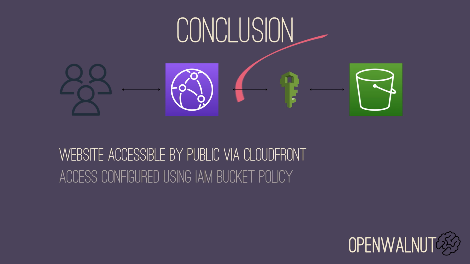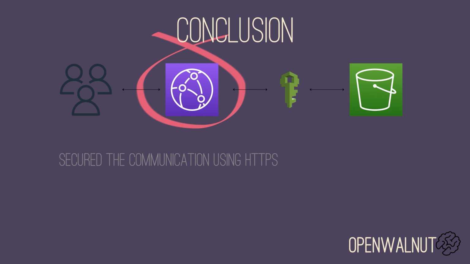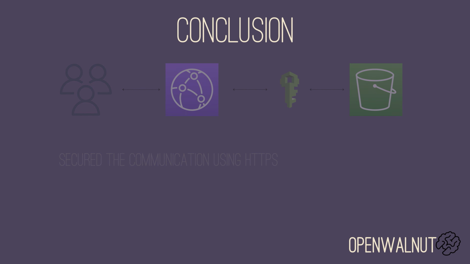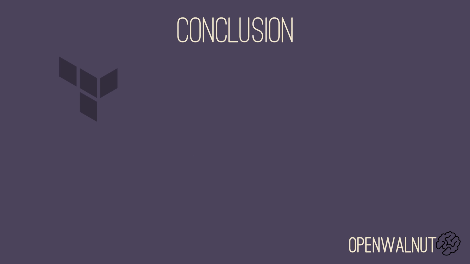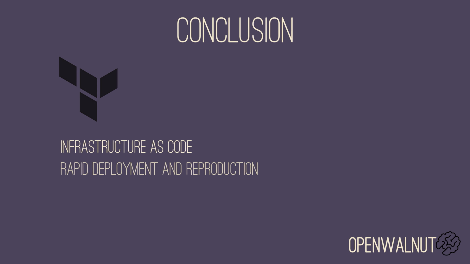We have configured this access using the S3 IAM bucket policy. Furthermore, on Cloudfront, we have secured the communication between the client and the server by specifying that only the HTTPS protocol can be used for communication. All of this was set up using Terraform, the infrastructure as code tool, which allows us rapid deployment and reproduction.